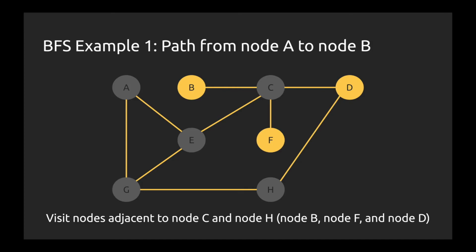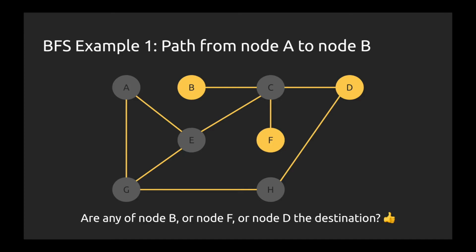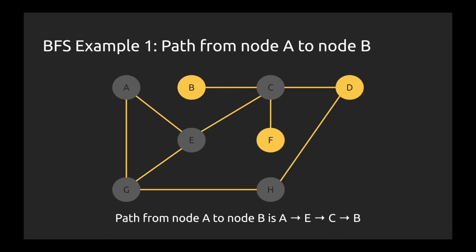And then we go on to visit the nodes adjacent to node C and node H, which are nodes B, F, and D. We then ask ourselves, are any of those the destination? Yes, it is. Our destination is node B, and we have found it. From this, we learn that there is a path from node A to node B, which takes us from node A to E to C to B.